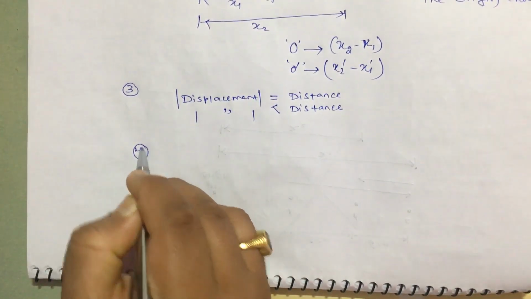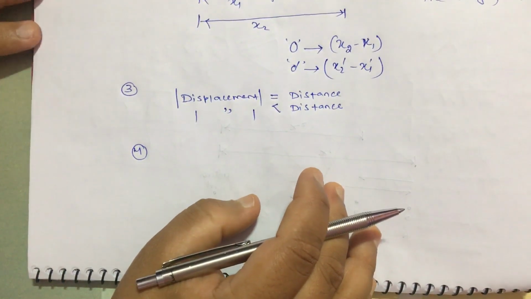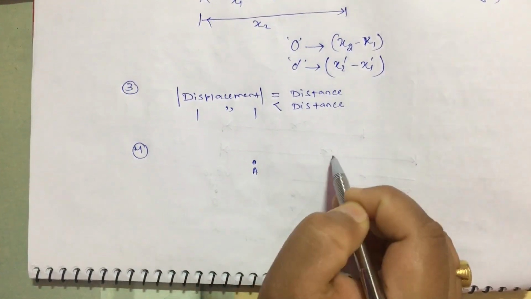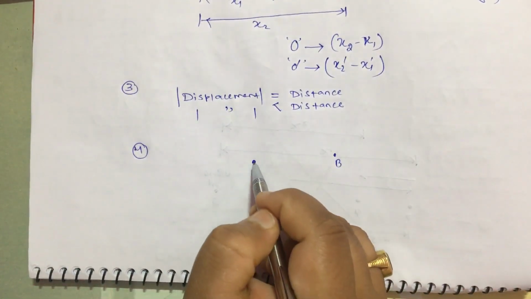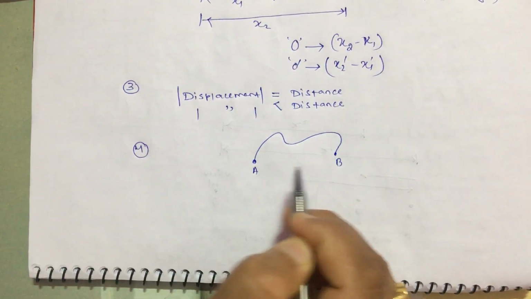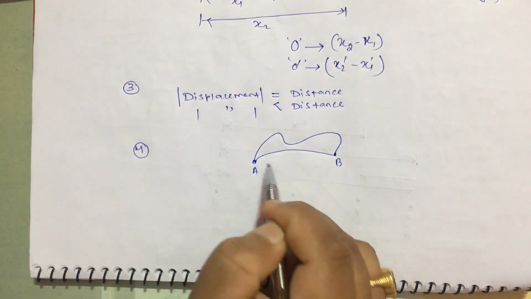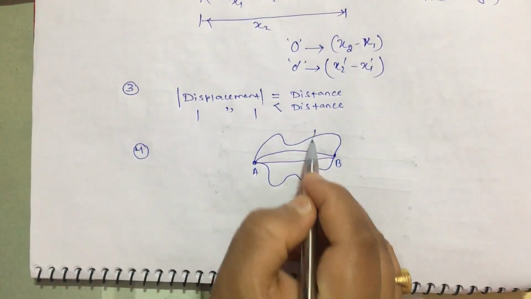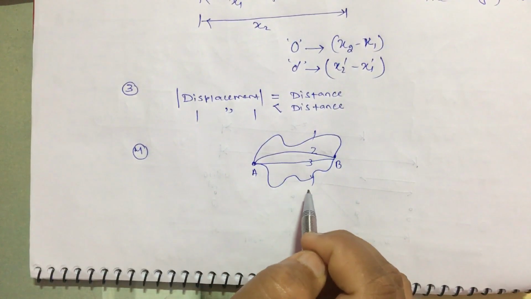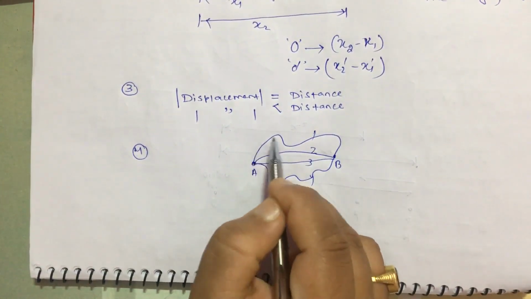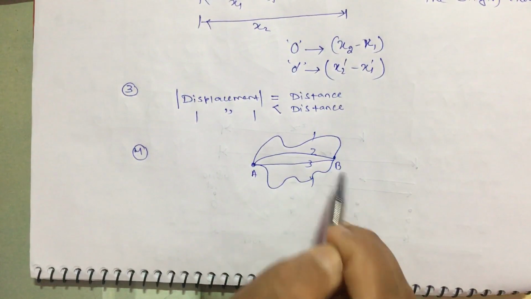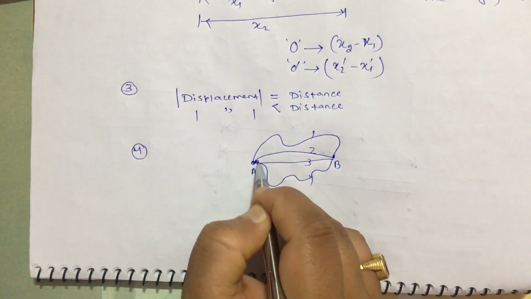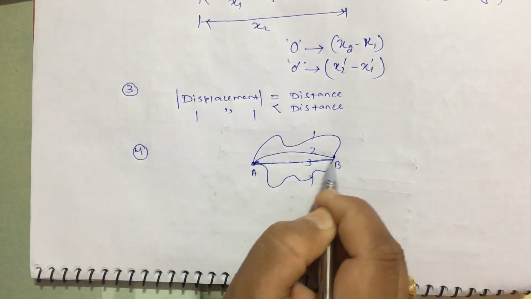The next point: displacement does not depend on the actual path travelled. Let this be a point A, and this a point B. One object has travelled from A to B like this, another like this, another like this, another like this. So, these are the four distances travelled by four different objects, in four different situations. But whenever it is asked what the displacement is, it is obviously the straight line distance from A to B.